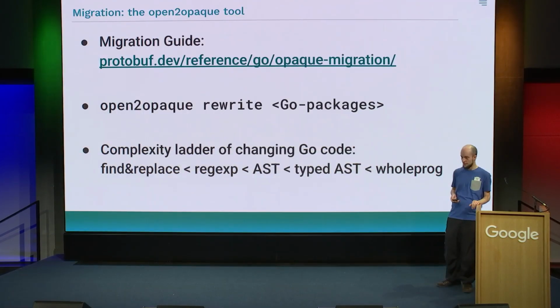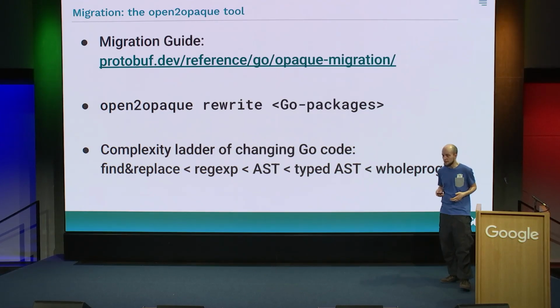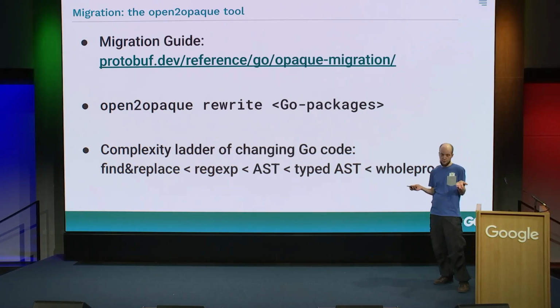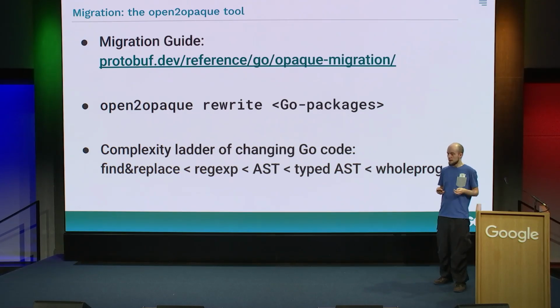So, quite the undertaking. If you don't really know what the migration entails, you can read up on this on protobuf.dev in the migration guide. I'll very briefly mention that there is a tool which does most of the work for you, or at least that's the idea, and if it doesn't work, please file a bug. The tool is called Open to Opaque. The name comes from OpenStruct API, that's the old one, to Opaque API, that's the new one.